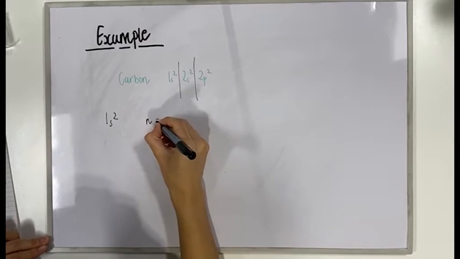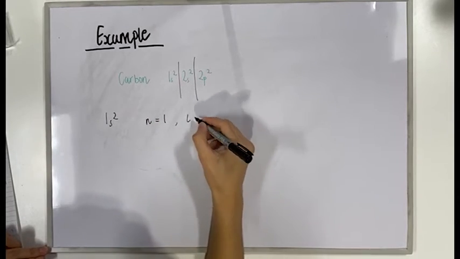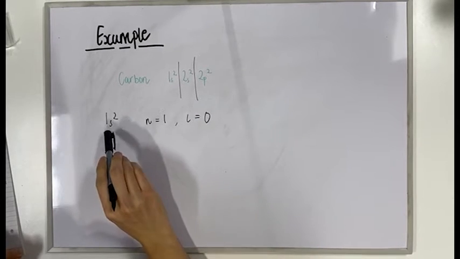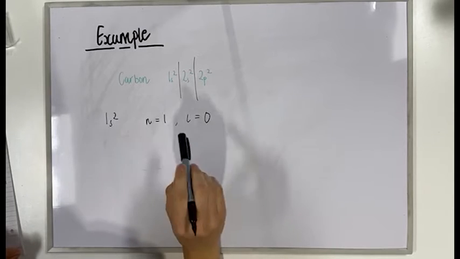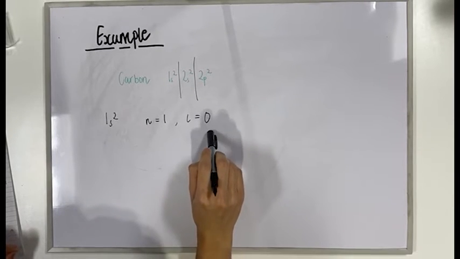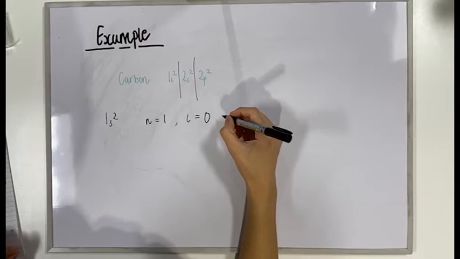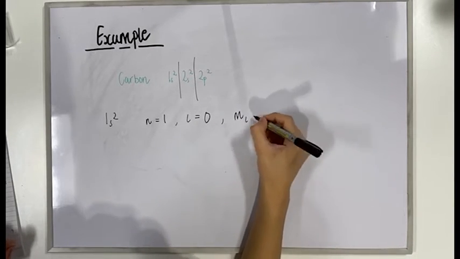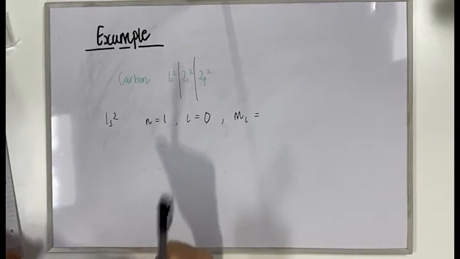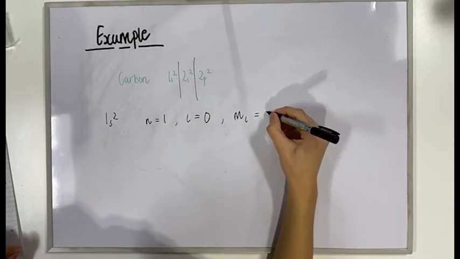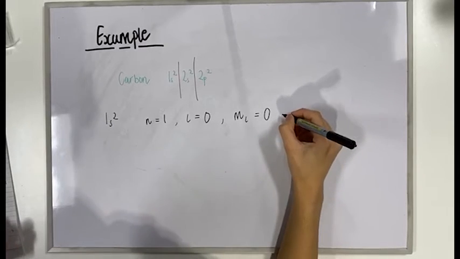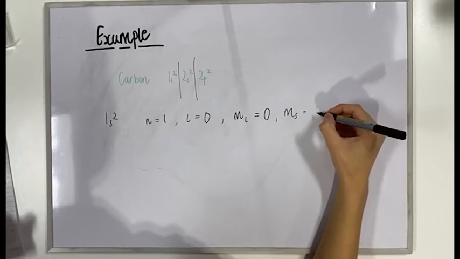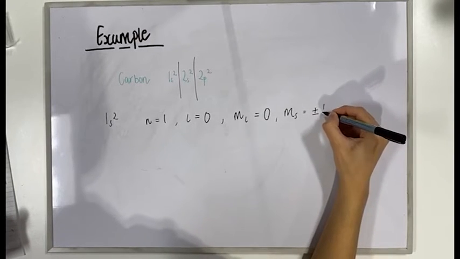So with 1s2, we can write that n is equal to 1. Next quantum number is L equals 0. The reason for this is because it's located in the s orbital, and s orbitals correspond to L equals 0. So the next one is ML. If you remember, I said that if L is 0, ML should always be 0. The next one is MS, and for MS we write plus or minus a half.